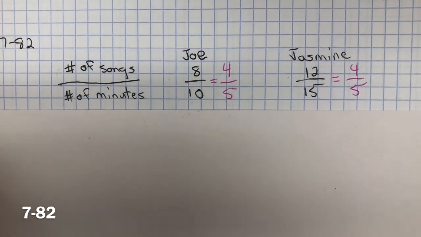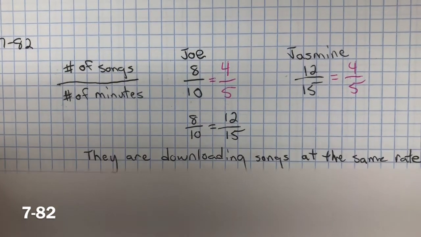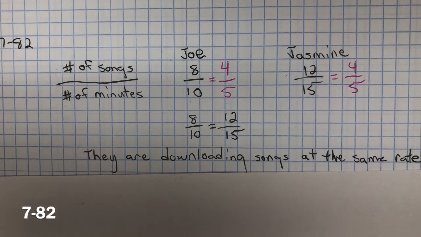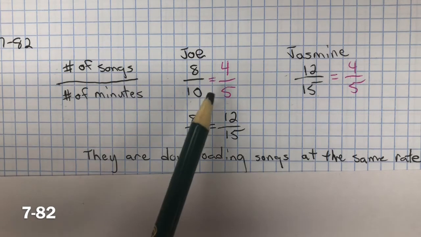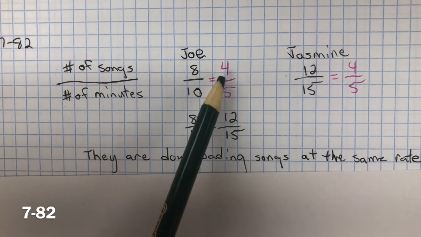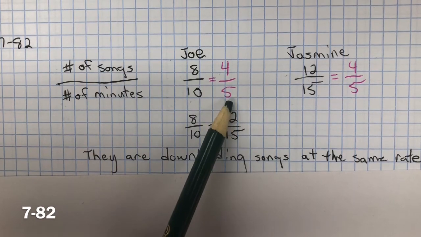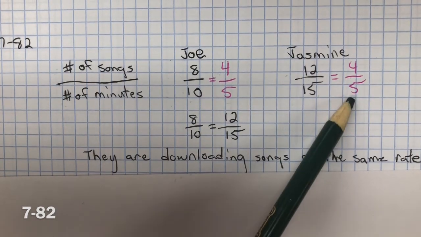So both of them are downloading songs at the same rate. They have the same rate of change. 4 songs per 5 minutes.